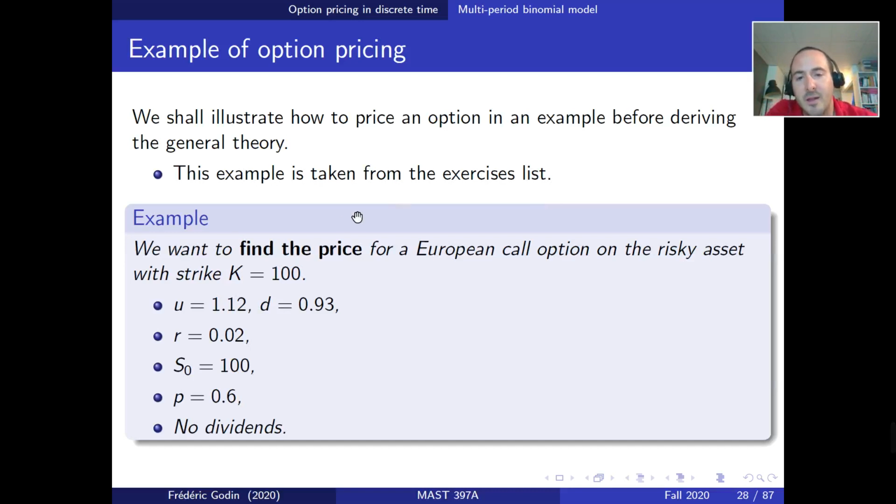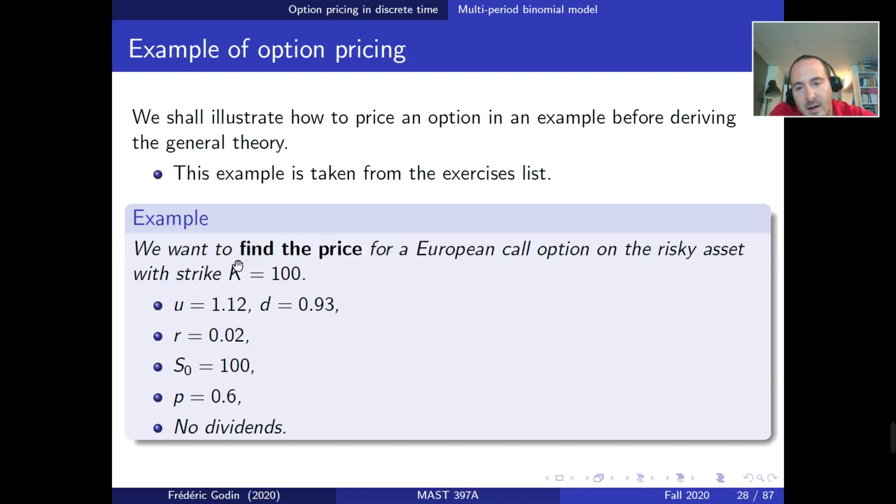Okay, so we want to find the price of some European call option on the risky asset with strike K equal to 100. Here, what we're going to do is add a derivative to our market, and try to figure out what would be the price of that derivative at time 0. The derivative we're going to consider is a European call option on the risky asset. So the underlying asset is the risky asset, and we want to figure out what should be the price for that European call option at time 0.